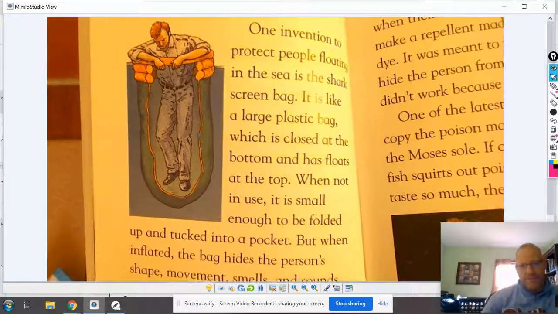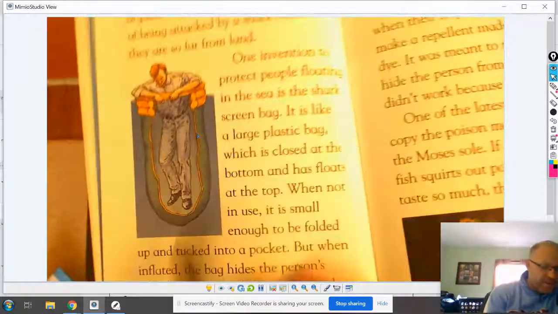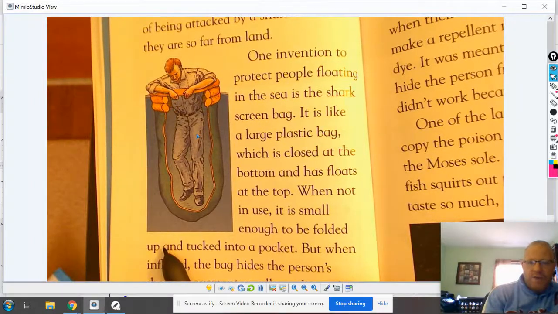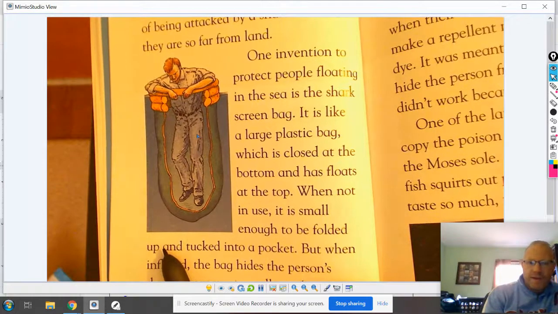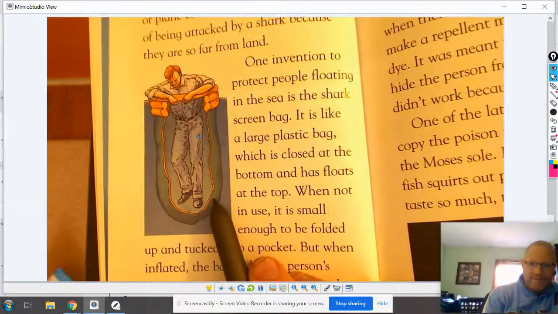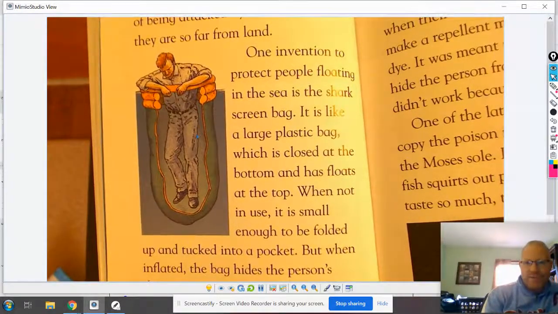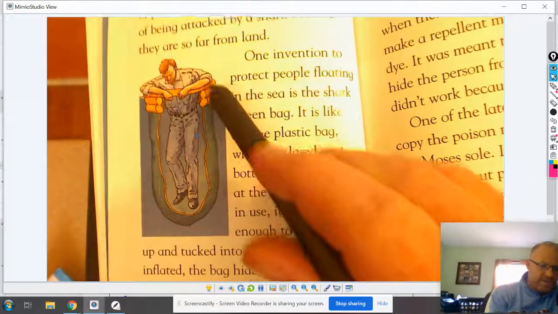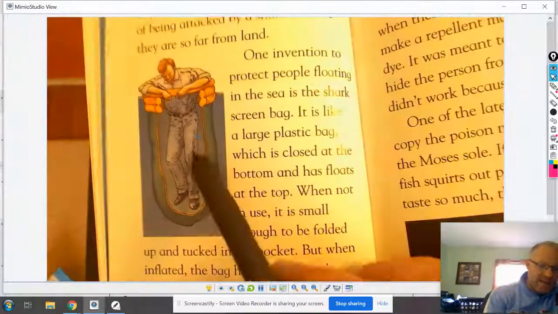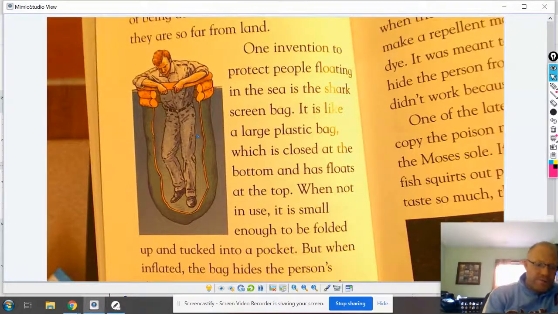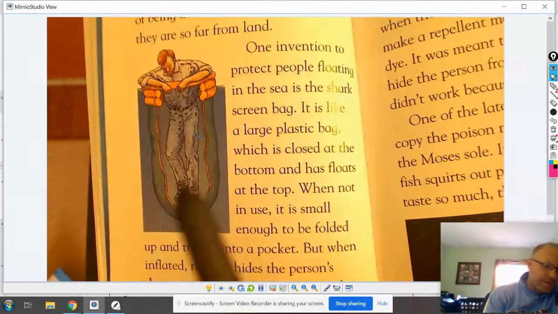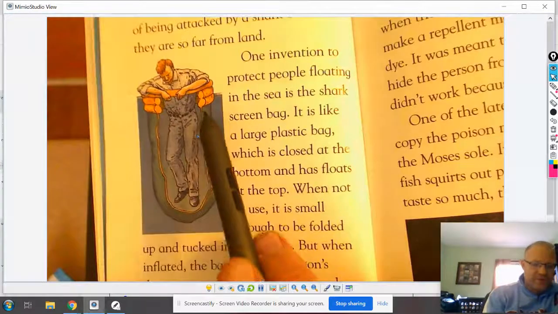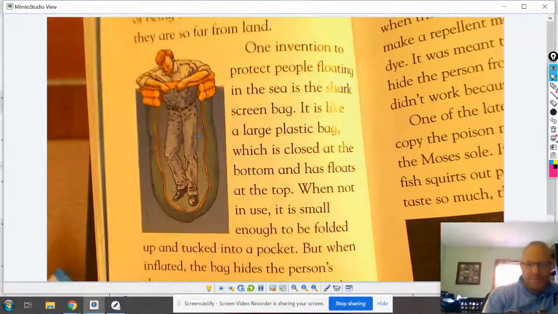So in this case, they're trying to make it so that if you were in a shipwreck and you were stuck out in the ocean just floating there by yourself, you could fit this bag into your pocket. And then when you needed it, you could blow up these floats and lay in it, and you would be able to keep your smell, and if you went to the potty, or if you got cut, all that would be trapped inside the bag so the shark would not smell it.